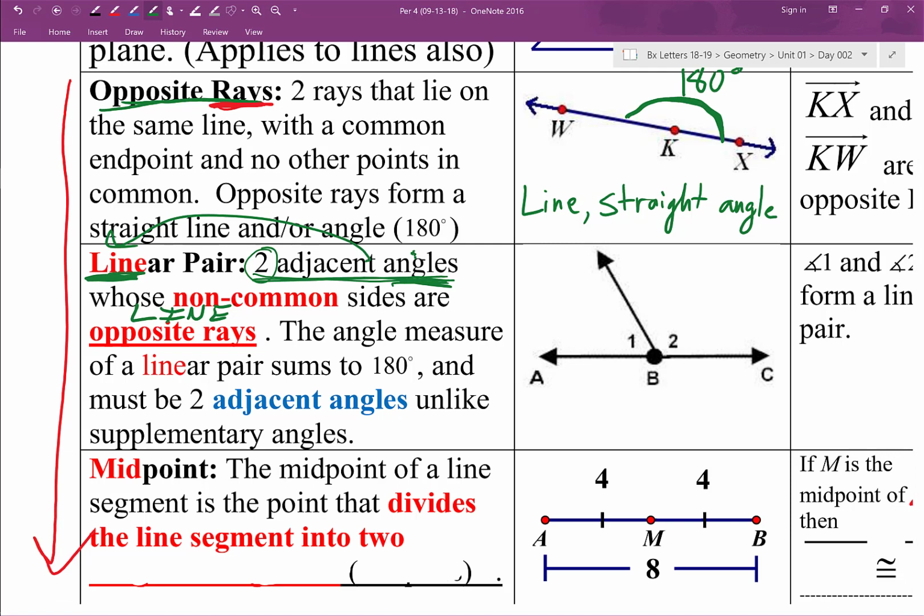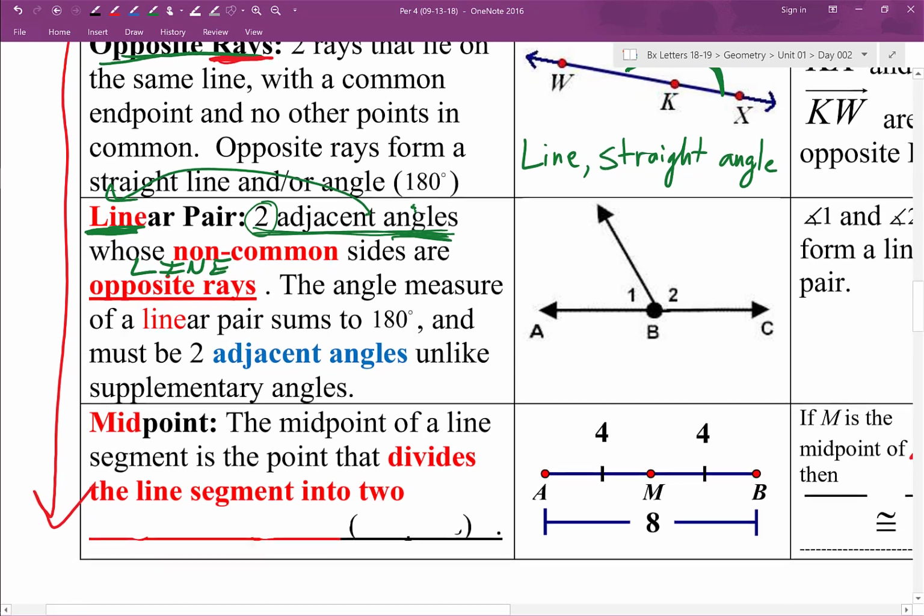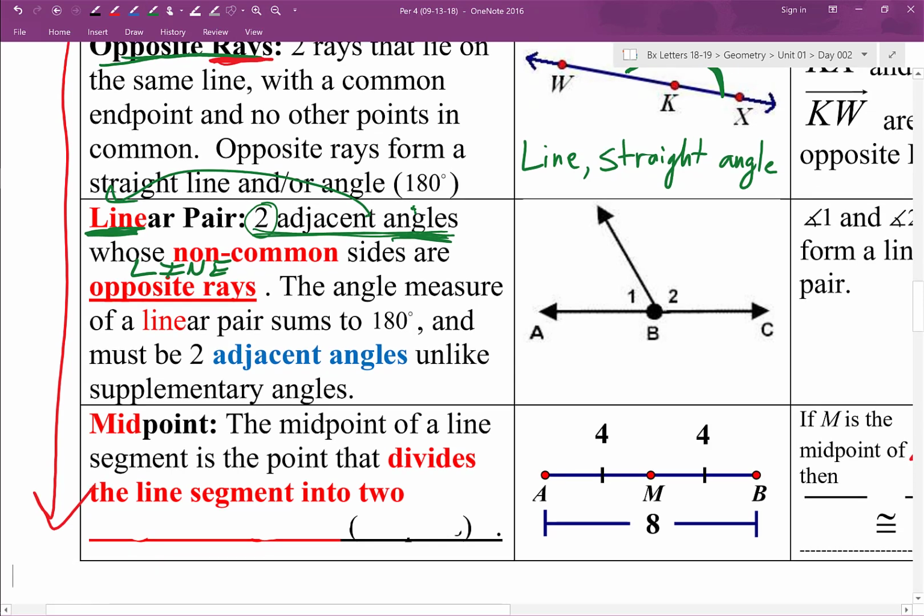Last but not least, midpoint. Diane, I'm going to call on you to fill in that blank, all right? So while we're reading, start coming up with an answer, okay? The midpoint of a segment is the point that divides the segment into 2. What do you think, Diane?